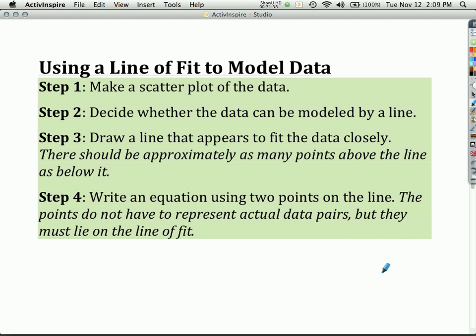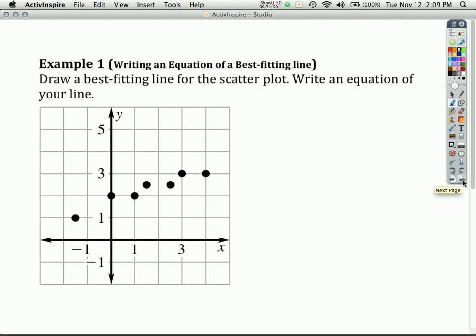So, to learn how to pick the line, I've eliminated step number 1, make a scatter plot of the data. For example 1, I am taking that step away. So here's example 1. Draw a best fitting line for the scatter plot. Write an equation of your line.